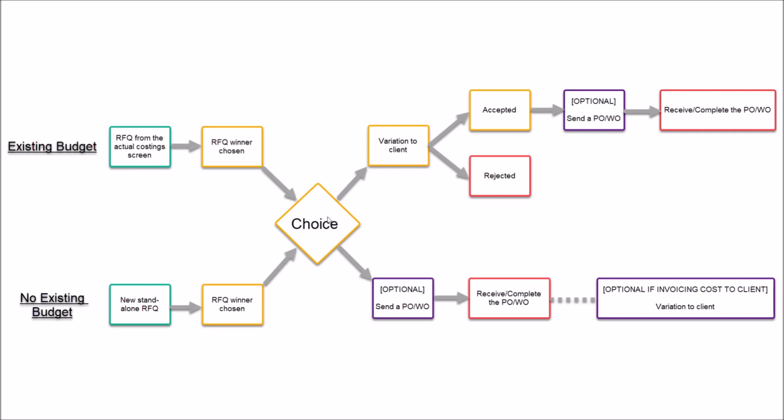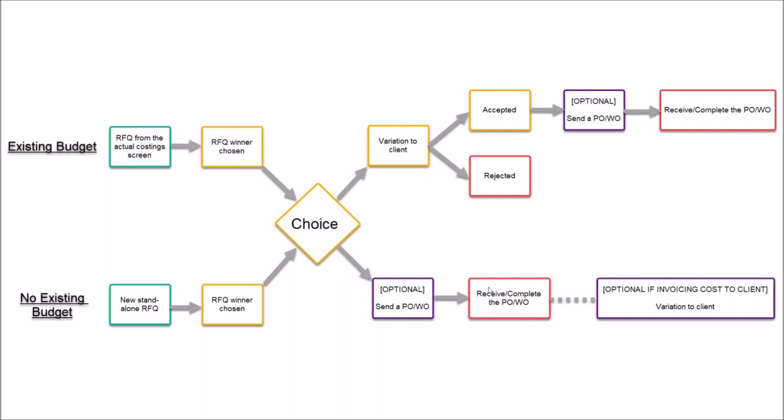Or on the other hand, you might make a choice where, hey, look, this is a small item, we're actually going to make the purchase first. So we're going to choose the quote request winner and send a purchase order, which is optional. You don't have to send the order. You can jump straight to just receiving the order and inputting that expense.